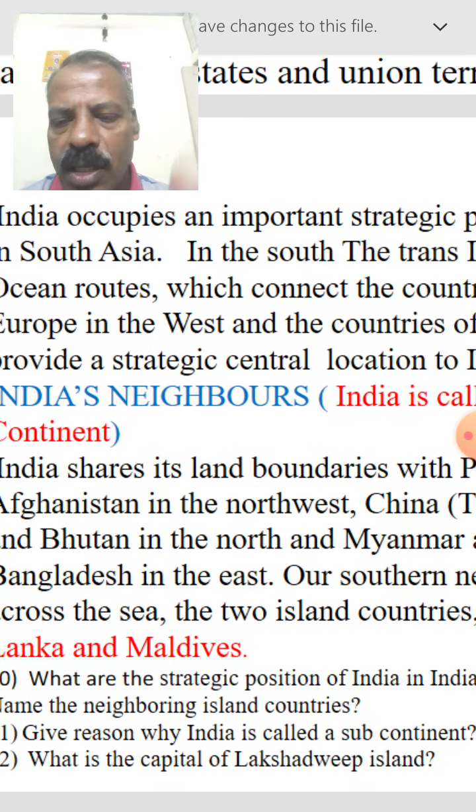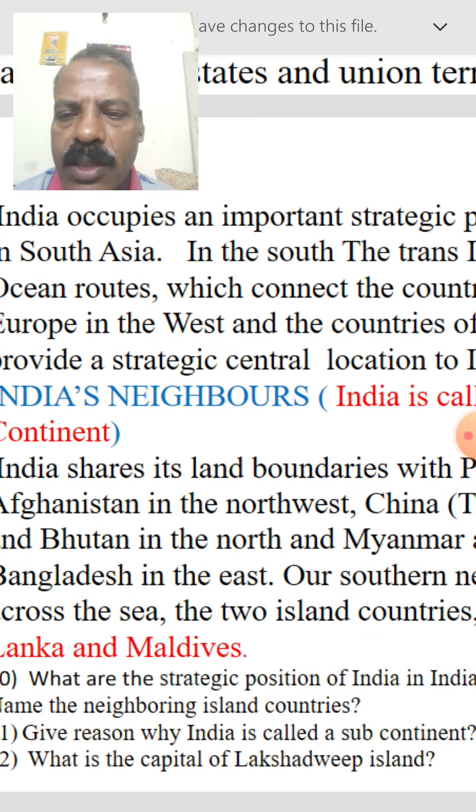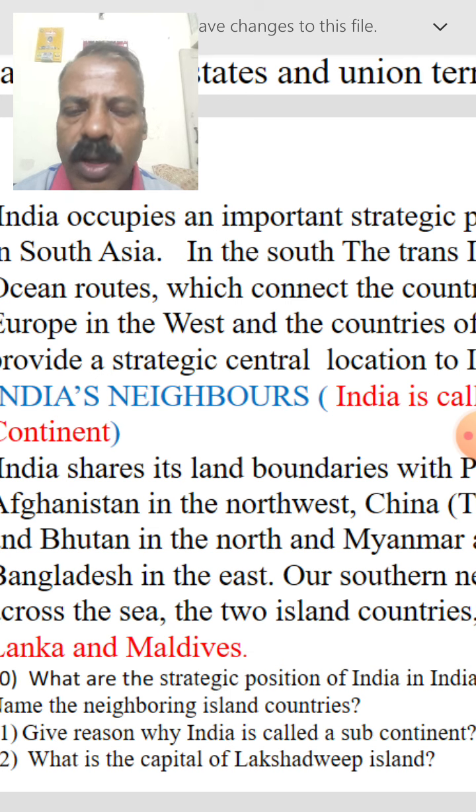Then India is called a subcontinent. Now why is India called a subcontinent? The continent India comes under is Asia. Why is it called a subcontinent? Because in the north, the Himalayan mountains physically separate India from the rest of Asia.